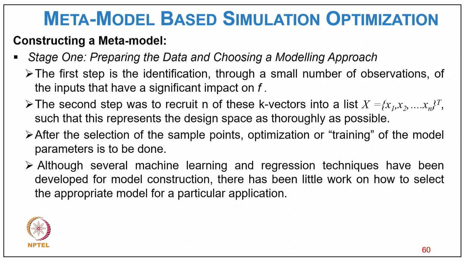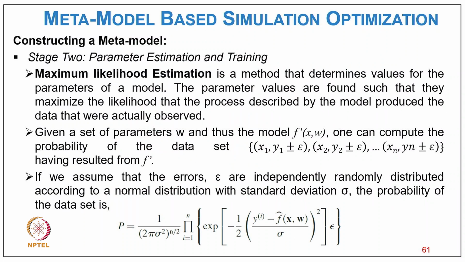Stage 1 is preparing the data and choosing the model approach. The first step is the identification, through a small number of observations, of the inputs that have a significant impact on f. The second step is to recruit n of these k factors into a list X as a function of x1, x2 transpose, such that this represents the design space as thoroughly as possible. After the selection of sample points, optimization or training of the model parameters is to be done. Although several machine learning or regression techniques have been developed for model construction, there has been little work on how to select the appropriate model for a particular application.